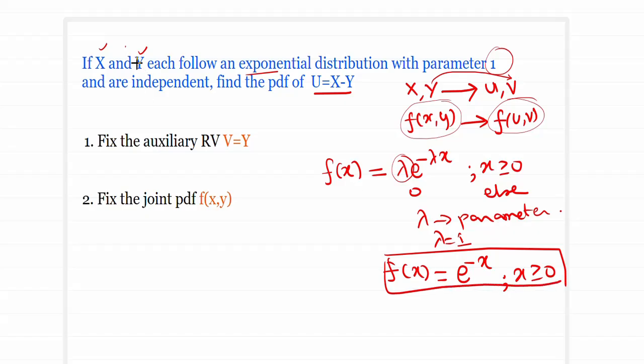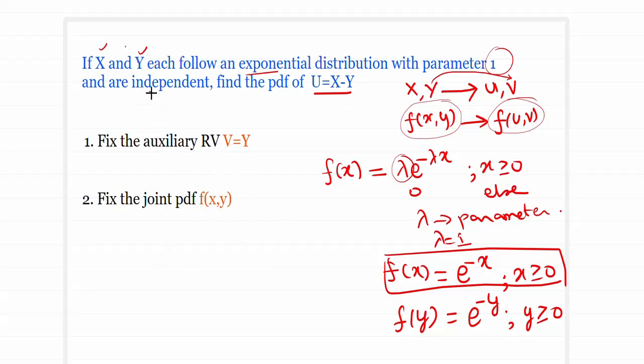So now this is my f of x. Now how about my y? Y also follows exponential distribution with parameter 1. So in a similar fashion, rewriting it for f of y, we have this equal to e power minus y, valid for y greater than or equal to 0. So my f of y is got. Now we need f of x comma y. How to get it?